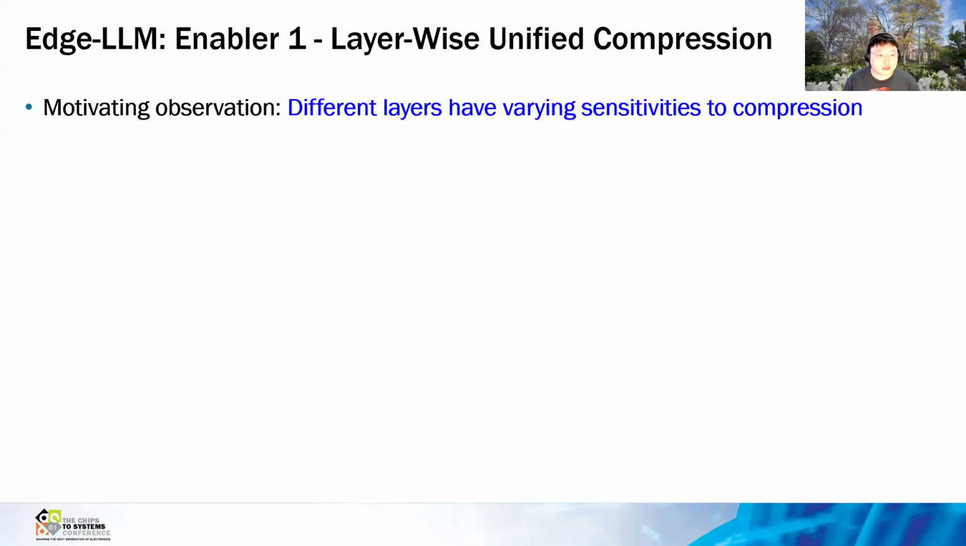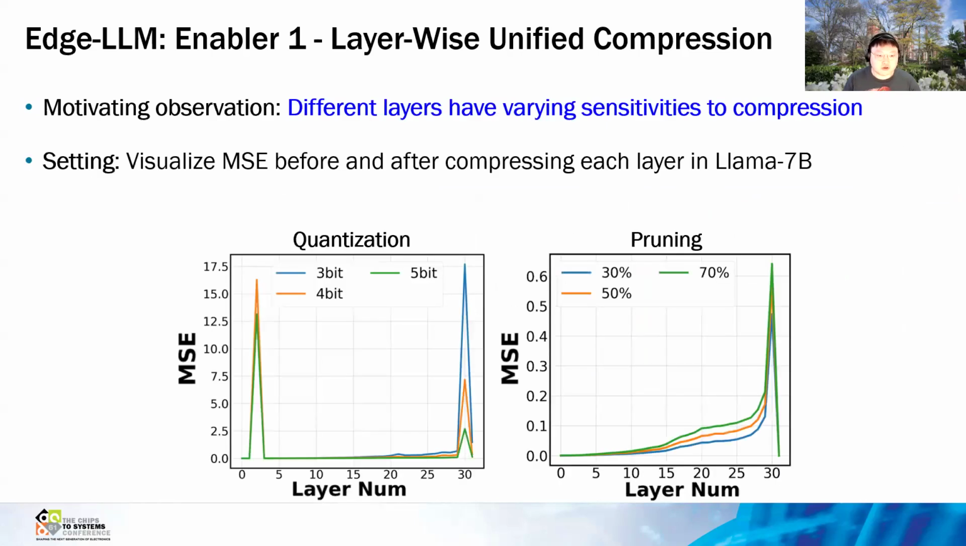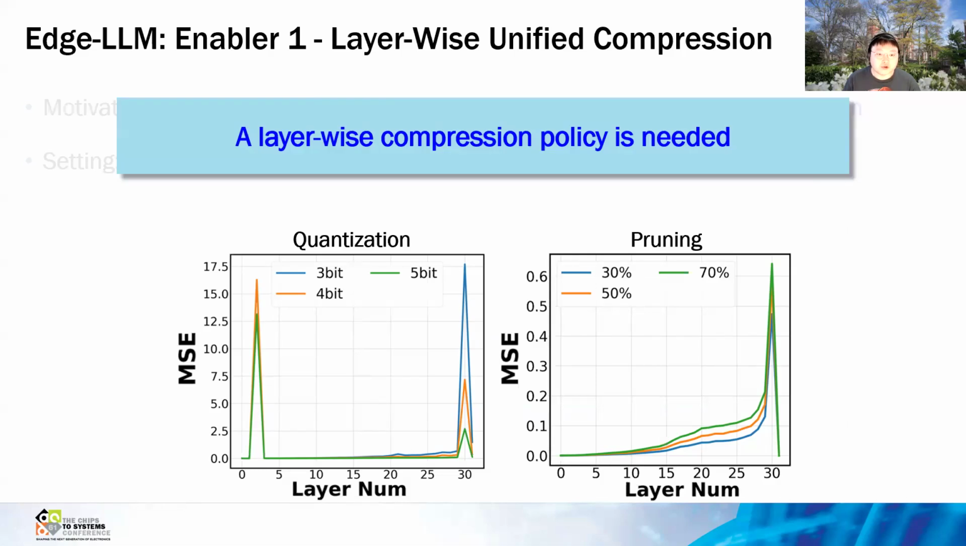First, for layerwise unified compression, we are motivated by our observation that different layers have varying sensitivities to different compression techniques. Specifically, as shown in these two figures below, we measure the mean square error before and after compressing each layer in a Llama 7B model with quantization and pruning. The x-axis is the layer number and the y-axis is the MSE error. From this figure, we can see that there is really diverse sensitivity to the same compression technique across different layers. So this motivates that a layerwise compression policy is needed.